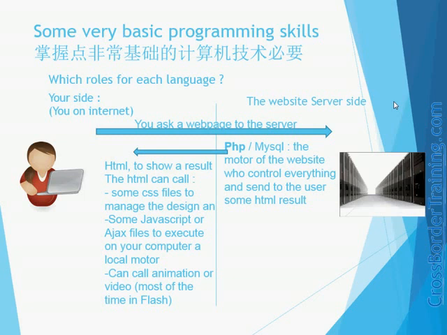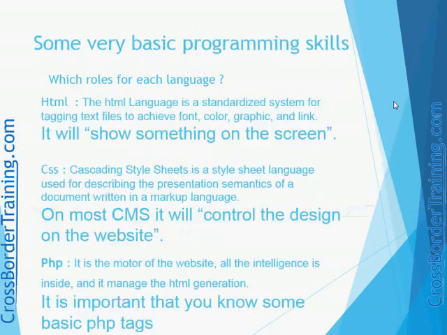It's exactly the same with Ajax. We use exactly the same principle. Ajax is just an update of JavaScript. And on top of this, there is also Flash, the Flash player, which is a kind of animation, also executed on your machine. So those are the two different environments on the internet. So what is the role of each programming language?